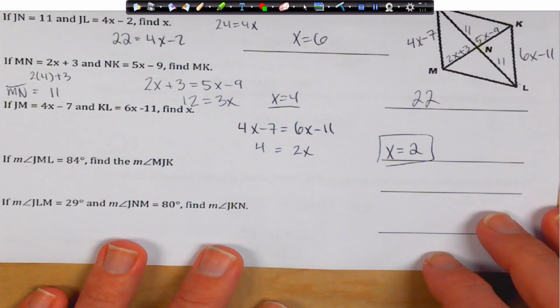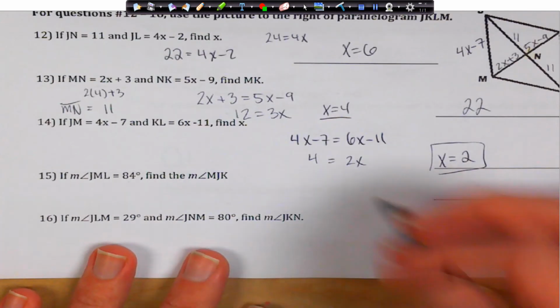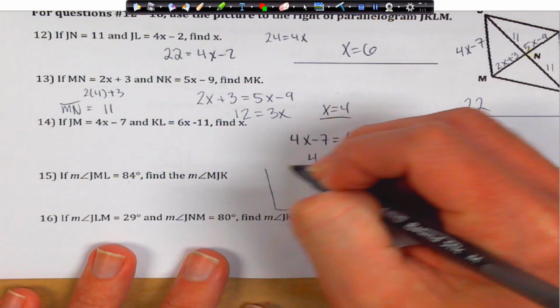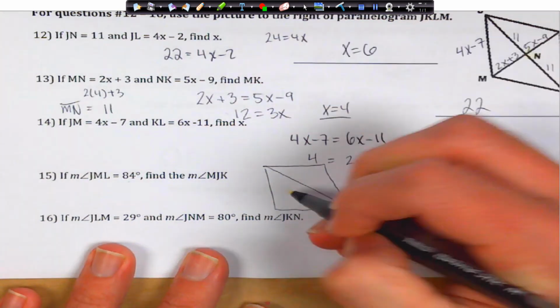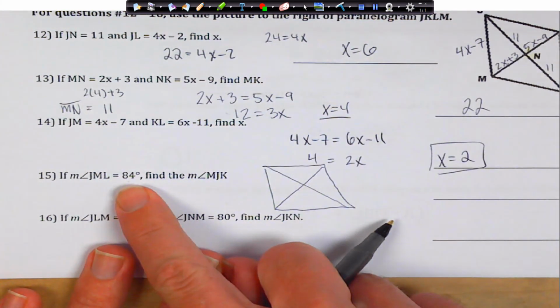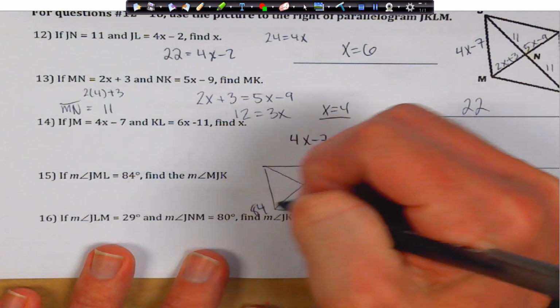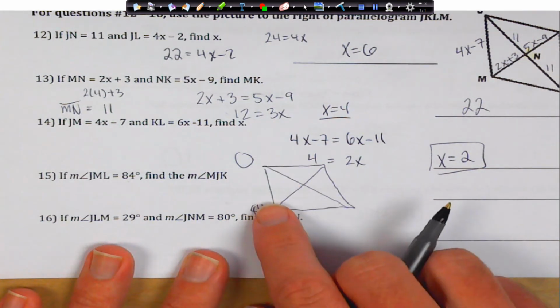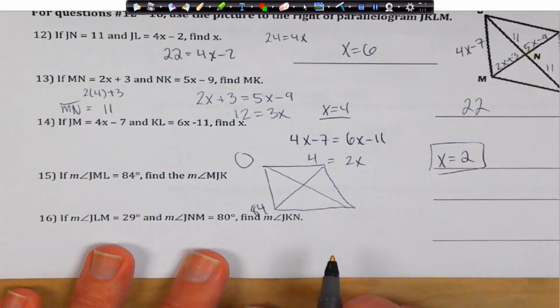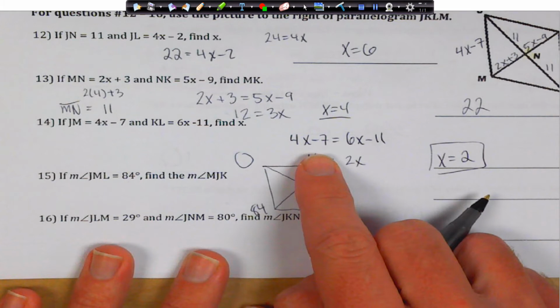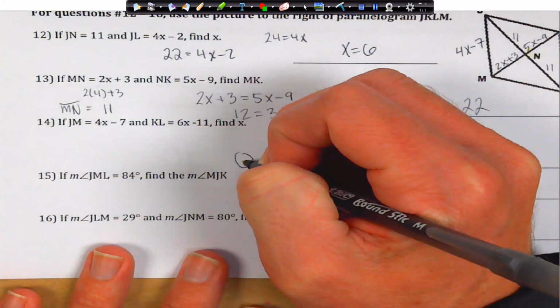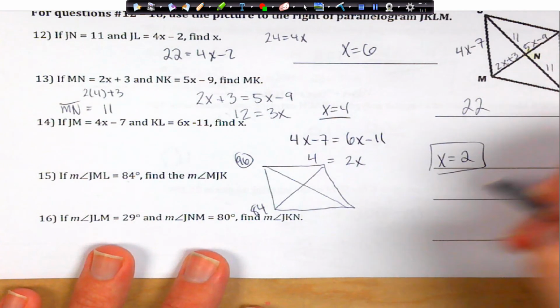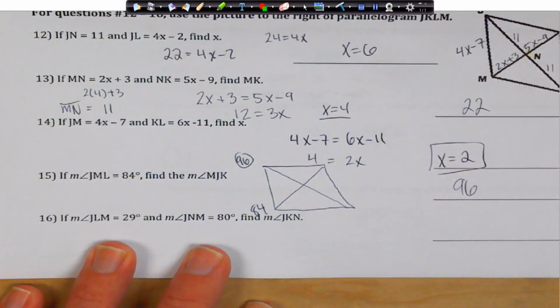Our picture's getting a little convoluted, so we might need to redraw it real quick for these next two problems. JML is the entire angle of 84, and then we're trying to find this angle. Remember, two consecutive angles add to 180, so if JML is 84, then MJK should be 96 degrees. Because 96 plus 84 should make 180 degrees.